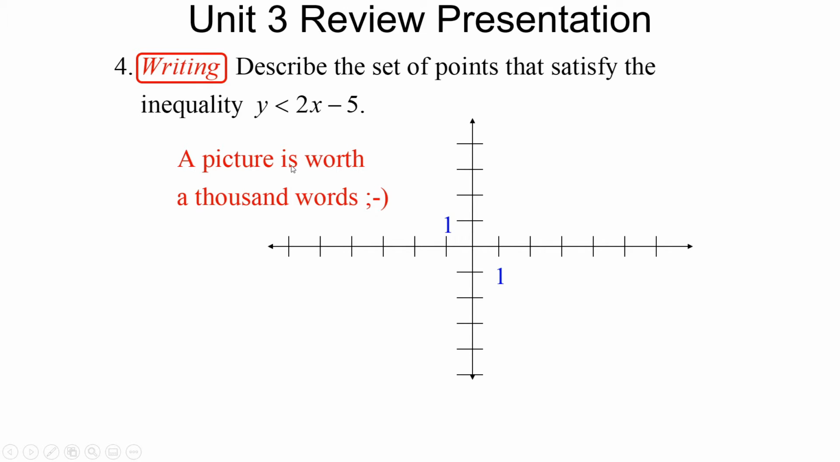All right? Well, y equals 2x minus 5 would give us a boundary line. And that boundary line would have to be dashed because there's no equals in my inequality symbol. And then because y is less than that boundary line, I would shade below the dashed line. That's all there is to it. Now, let's draw a picture of that.